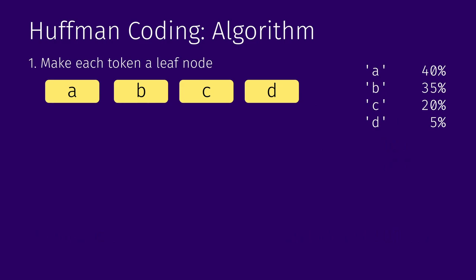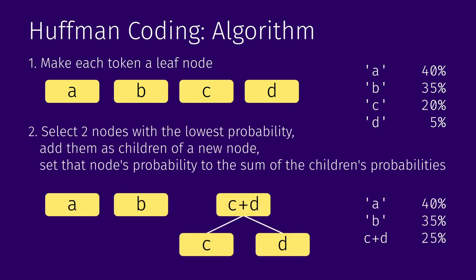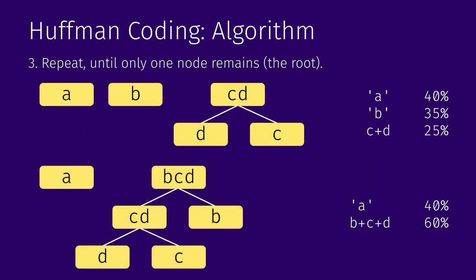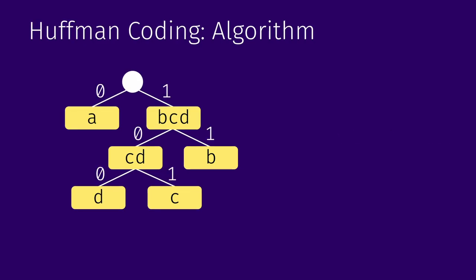First, we make each token a leaf node. Then we continuously repeat the following step. We select 2 nodes with the lowest probability, add them as children of a new intermediary node, and set that node's probability to the sum of the children's probabilities. We repeat this step until we only have 1 node remaining, and this node naturally will be the root of our tree. Then we need to extract a hash map that we will use for encoding. We will start from the root and walk the tree, recording the prefixes of each leaf. So for example, if we go first right, taking 1 to BCD, and then we go left to CD, and then we go left again to D, we get 100, and this is our prefix code.